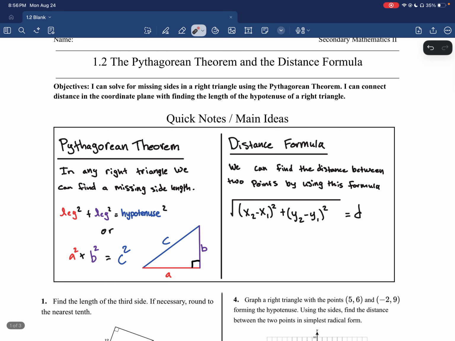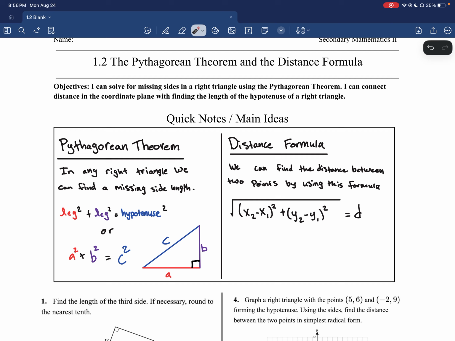So in these examples we're going to go through, we're going to be given two of them. Maybe we're given this side length and this side length. So we're going to plug these in and then we're going to solve for C. Or maybe we'll be given C and A, where we're going to be solving for B. So we're always going to have two. We're going to be missing the third, and we're going to solve for that.